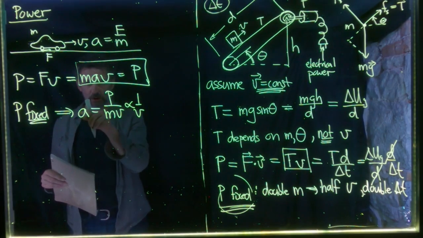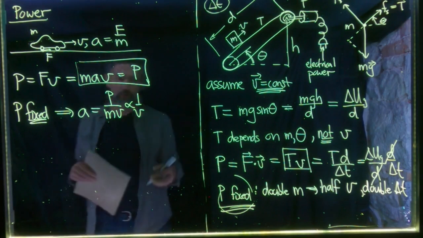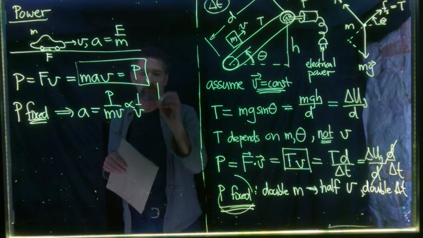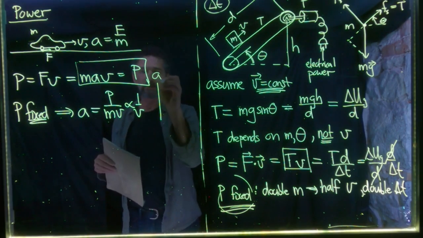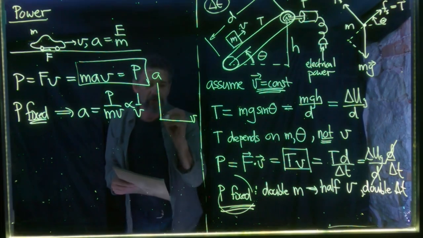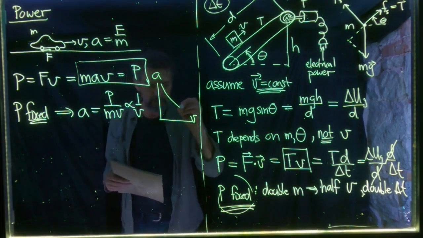Acceleration of the car under maximum power, pedal to the metal, is proportional to 1 over the speed, roughly. We're ignoring lots of complications, okay? So what does that look like? So here's the acceleration as a function of the speed of the car. Okay, so a 1 over v curve looks like this.